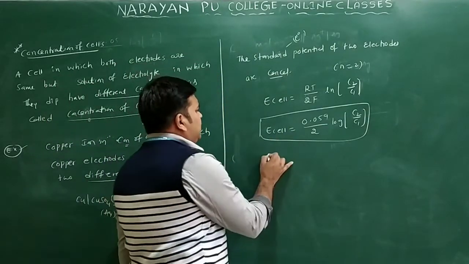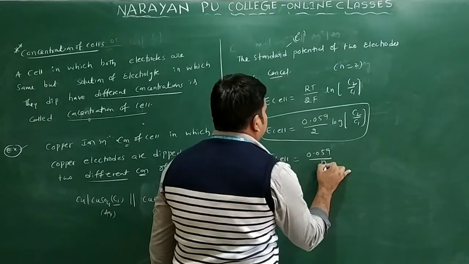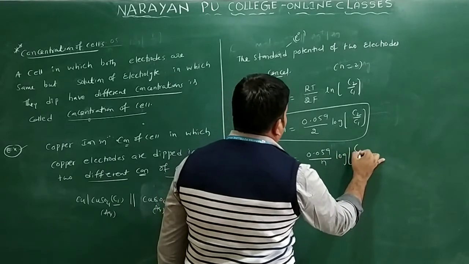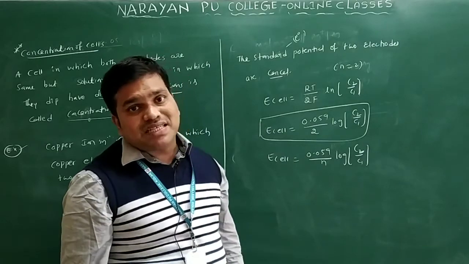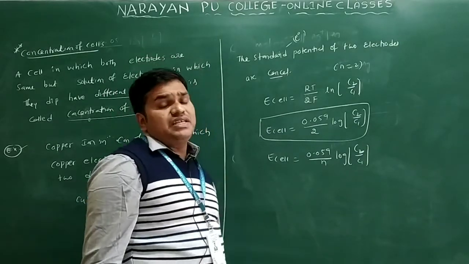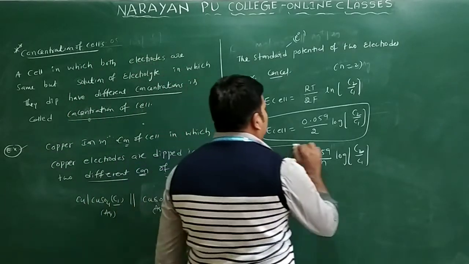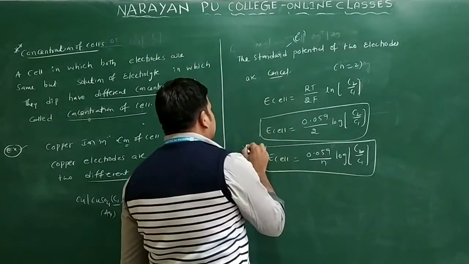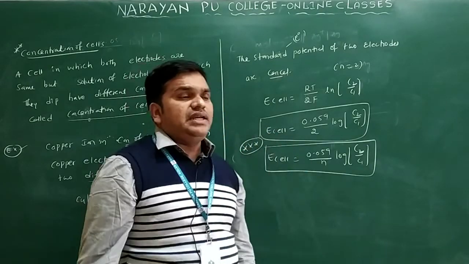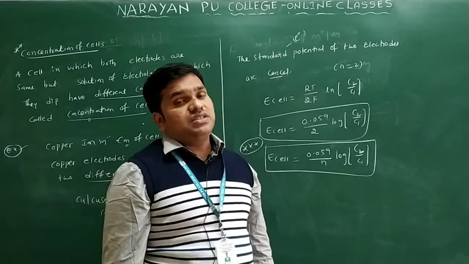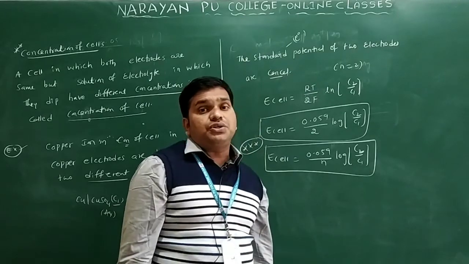So generally you will write E cell is equal to 0.059 by n into log C2 by C1, concentration. What are C1 and C2? C1 and C2 are the concentrations of the electrolyte. So this is the general formula we use to find the EMF of a concentration cell, when the electrode is the same, the electrolyte is also the same, but the concentrations are different.